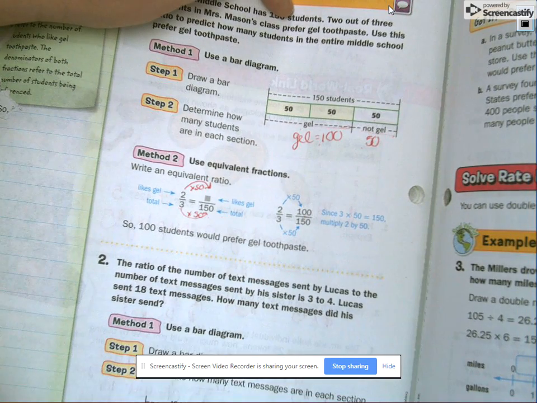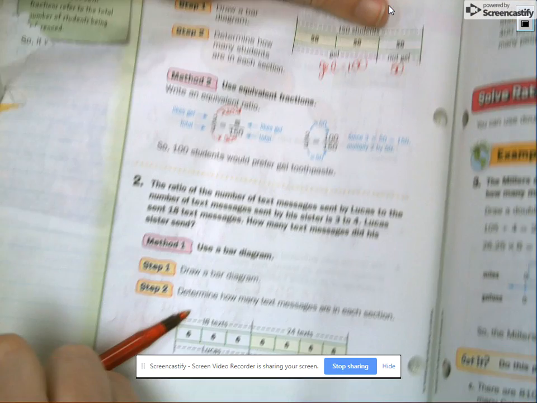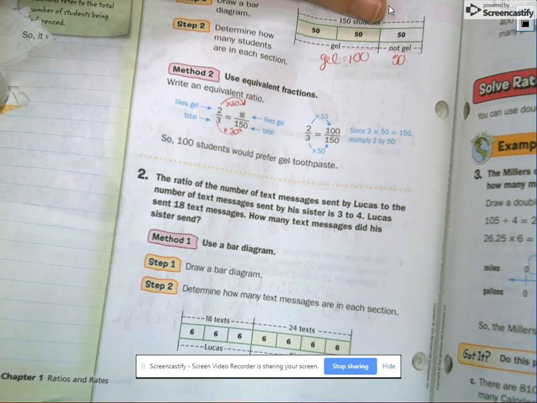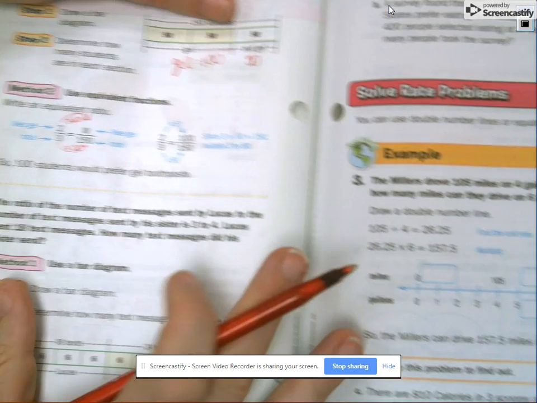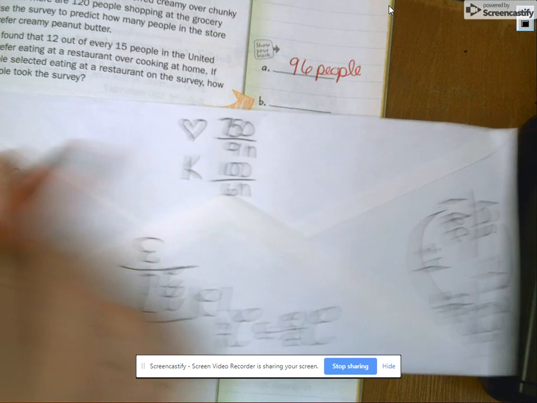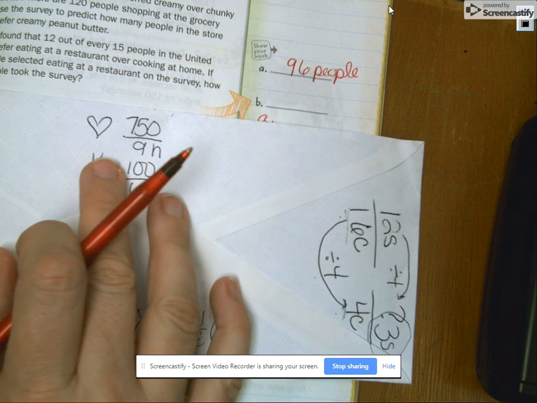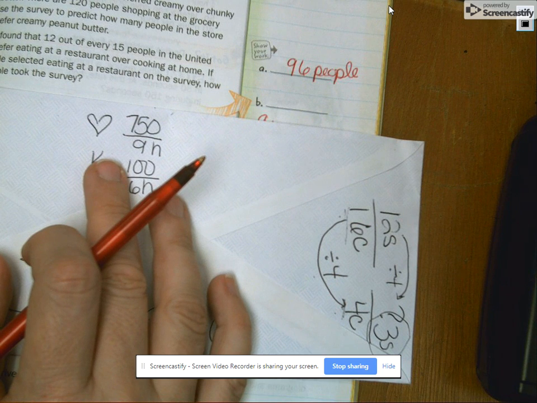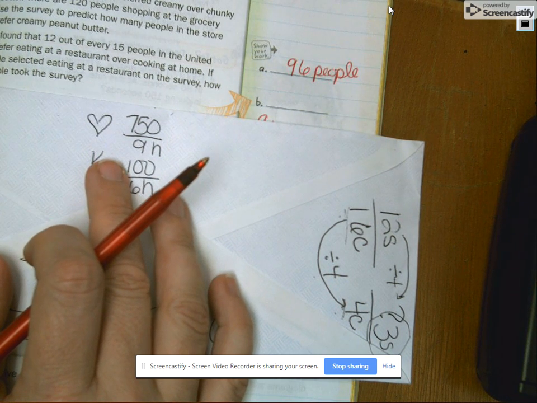Okay. Number 2 is just another example. So if you get stuck, you can also use number 2 to help you. Okay. But I want to go over here to the got it part. It says in a survey, 4 out of 5 people preferred creamy over chunky peanut butter. There's 120 people total.